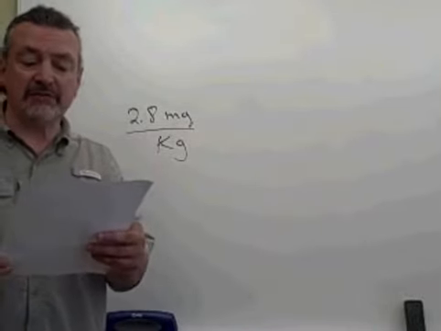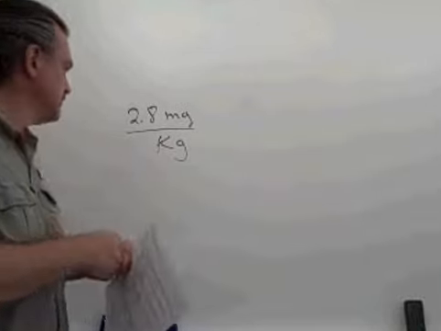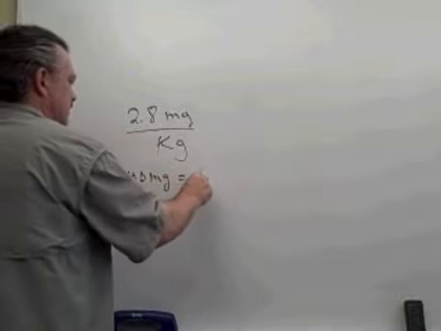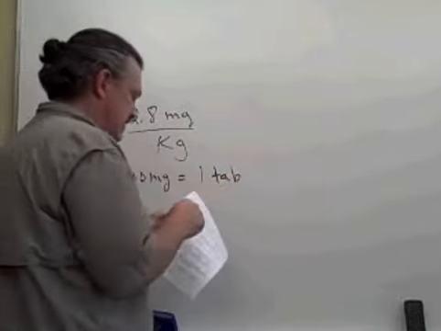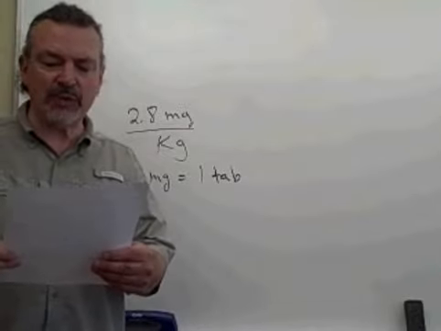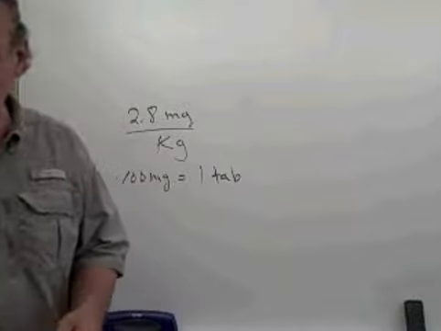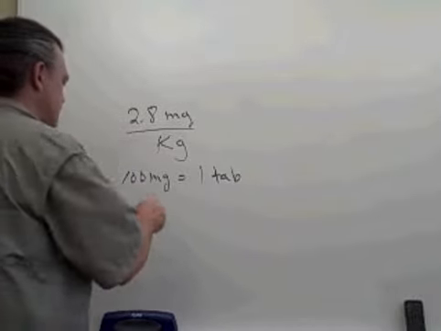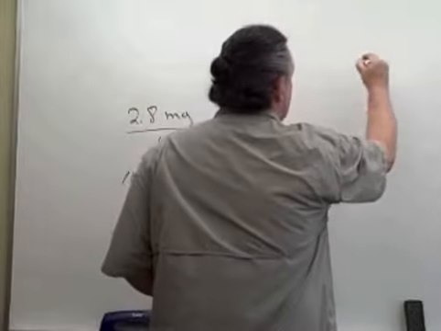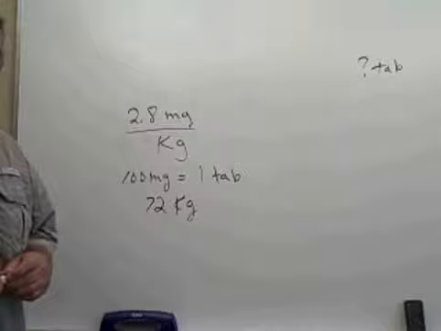The drug is available in the form of 100 milligram tablets. All right, so there are 100 milligrams of the drug in every tablet. If your patient weighs 72 kilograms, how many tablets will you administer? So our patient weighs 72 kilograms. We want to know how many tablets we should administer to this patient.